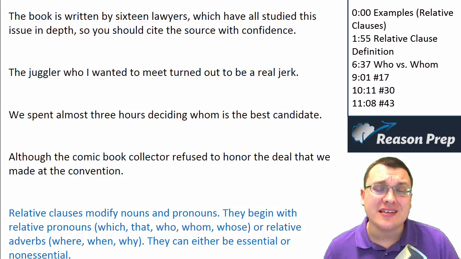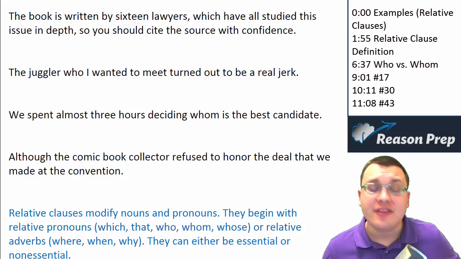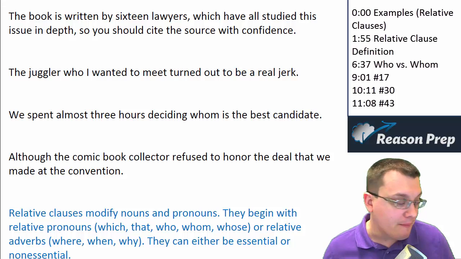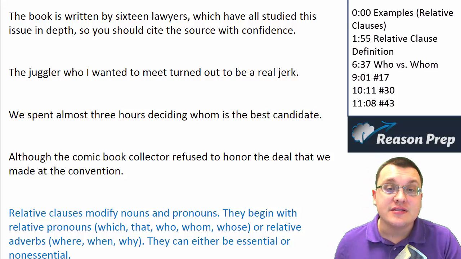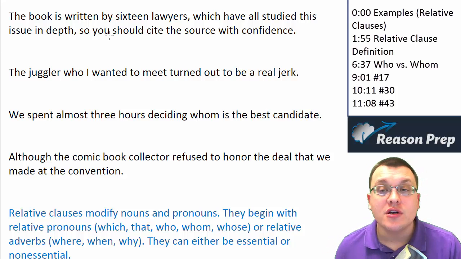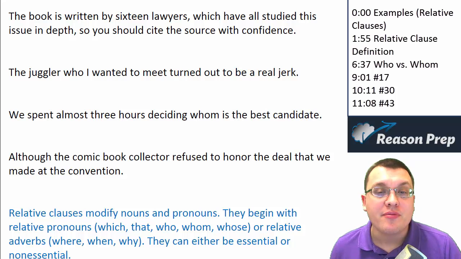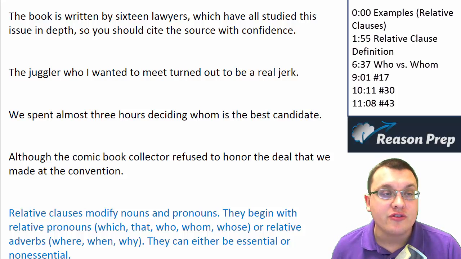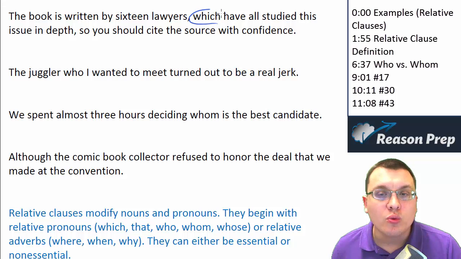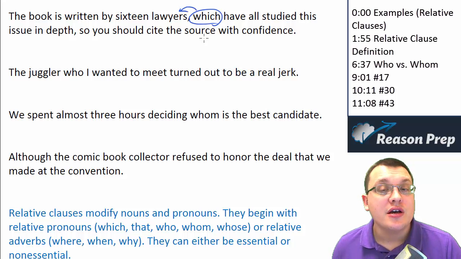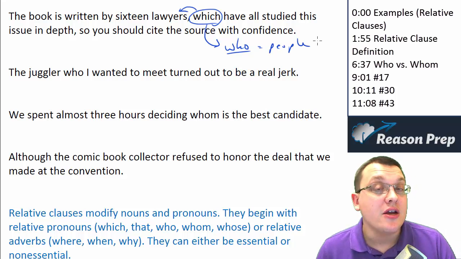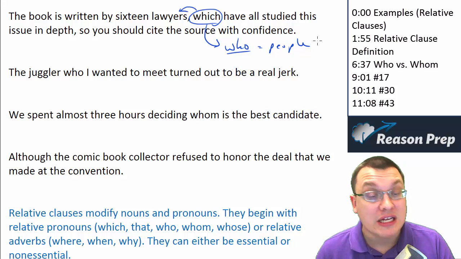Let's take a look at these examples to see what the common theme or common error is between them. So the book is written by 16 lawyers, which have all studied this issue in depth, so you should cite the source with confidence. Notice here we're using this word which to refer to lawyers. The problem is, though, you have to use who to refer specifically to people. So the correction we would make here is this word who for which.